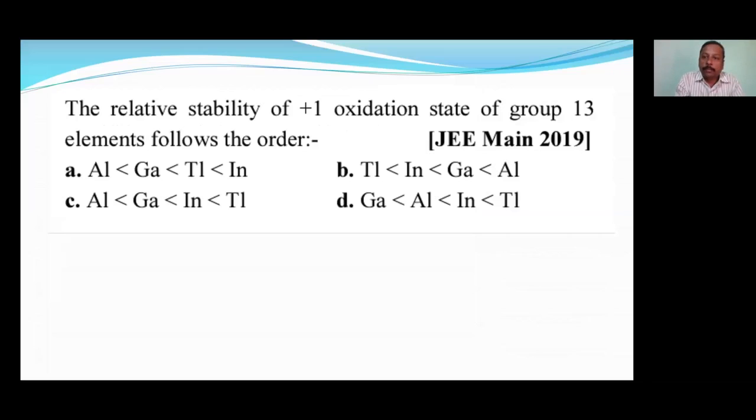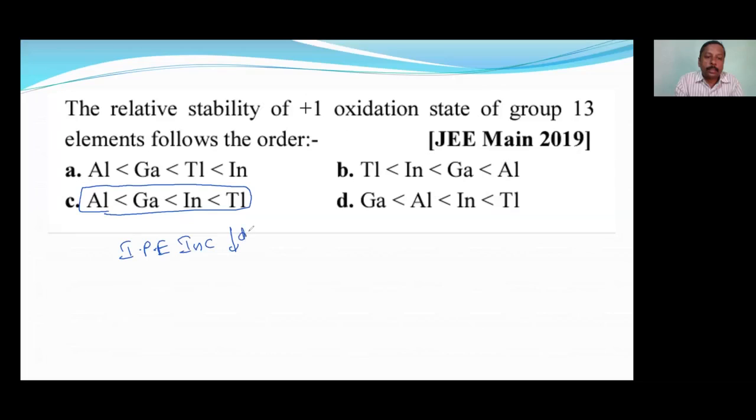Relative stability of the +1 oxidation state of group 13 follows the order of. Okay, this is an inert pair effect question, but it is related to redox reactions only. In the 13th group, the boron family, due to the inert pair effect, aluminium is less than gallium, less than indium, less than thallium. Down the group, the inert pair effect increases.